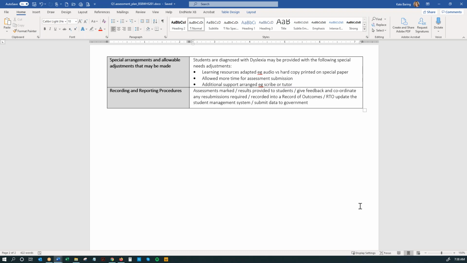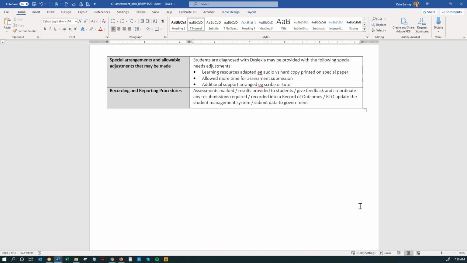So for this example, with our dyslexia, we're mentioning that we might adapt our learning resources, so have audio resources, or we may have hard copy ones printed on special paper that's easier to read. For those with reading challenges, we might allow more time, or we might arrange for a support to be in place, someone who could scribe, or maybe a tutor as a support person. And then finally, we've listed our recording and reporting procedures. So there's a few examples in there.